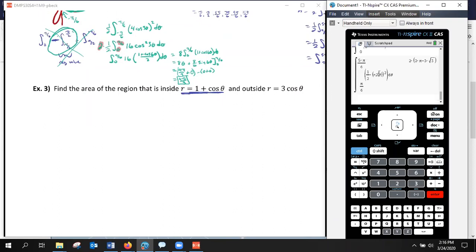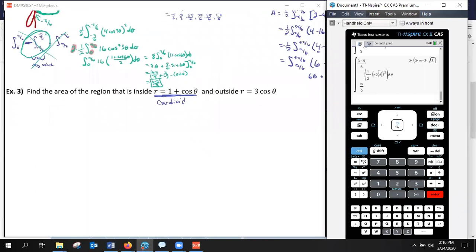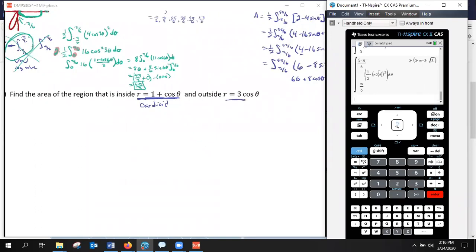It is a cardioid. And then what does r equals 3 cosine of theta look like? Oh, Gabriel with the win. Circle.